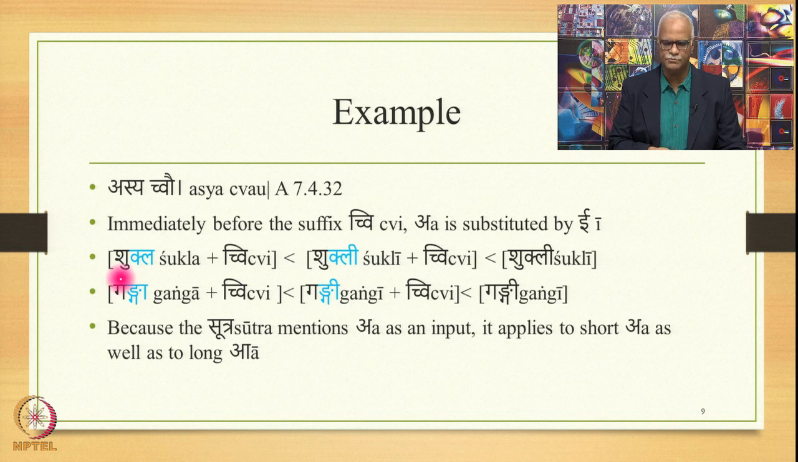These are just two examples. So a becomes ee because of asya chvau, aa also becomes ee because of the same sutra asya chvau. Why? Because the sutra mentions only a, which then stands for its 18 varieties. This is stated by 1169. This is the purpose of 1169. This is what is known as Savarna Grahana Vidhi.